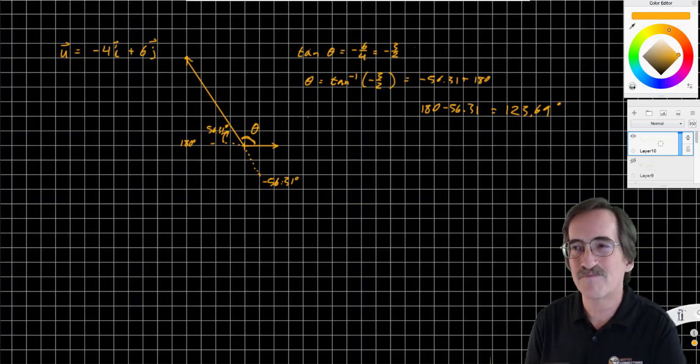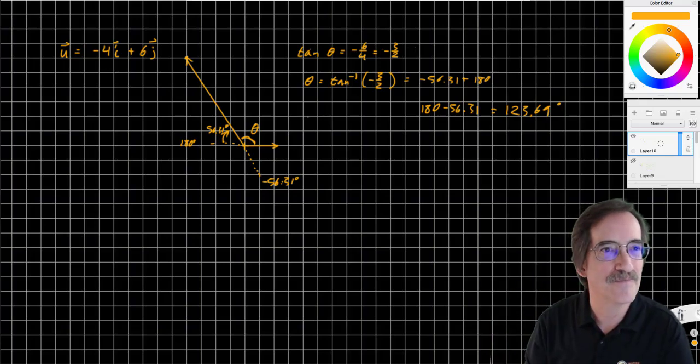So be aware of what quadrant you're in when you're finding the angle. And don't make the same mistake I made. Put y on top, x on the bottom, the vertical over the horizontal. All right.